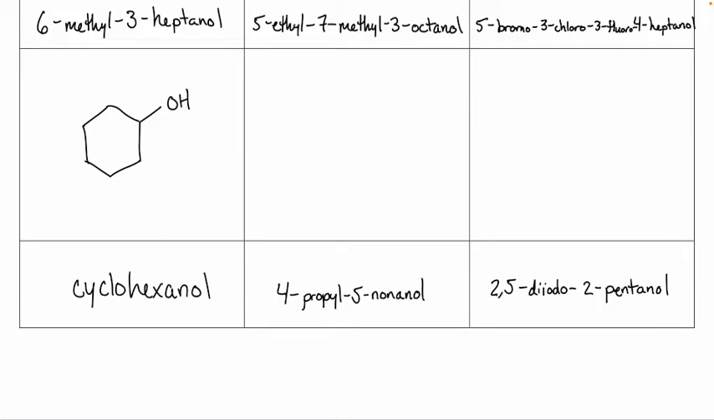All right, so for these ones, the easiest thing to do is start from the back, right? Start from your parent chain, your nonenol. And non is how many carbons? Nine. So I'm going to start with my nine carbons. Is that right? 2, 4, 6, 8, 9. Okay. Start counting in onto carbon 5 because that's where my alcohol group is going to be. 1, 2, 3, 4, 5. All right, and then I need to put a propyl group on carbon 4. What's a propyl group? How many carbons? Three. So 1, 2, 3. That's my nonenol parent chain and my 1, 2, 3 carbon propyl group.